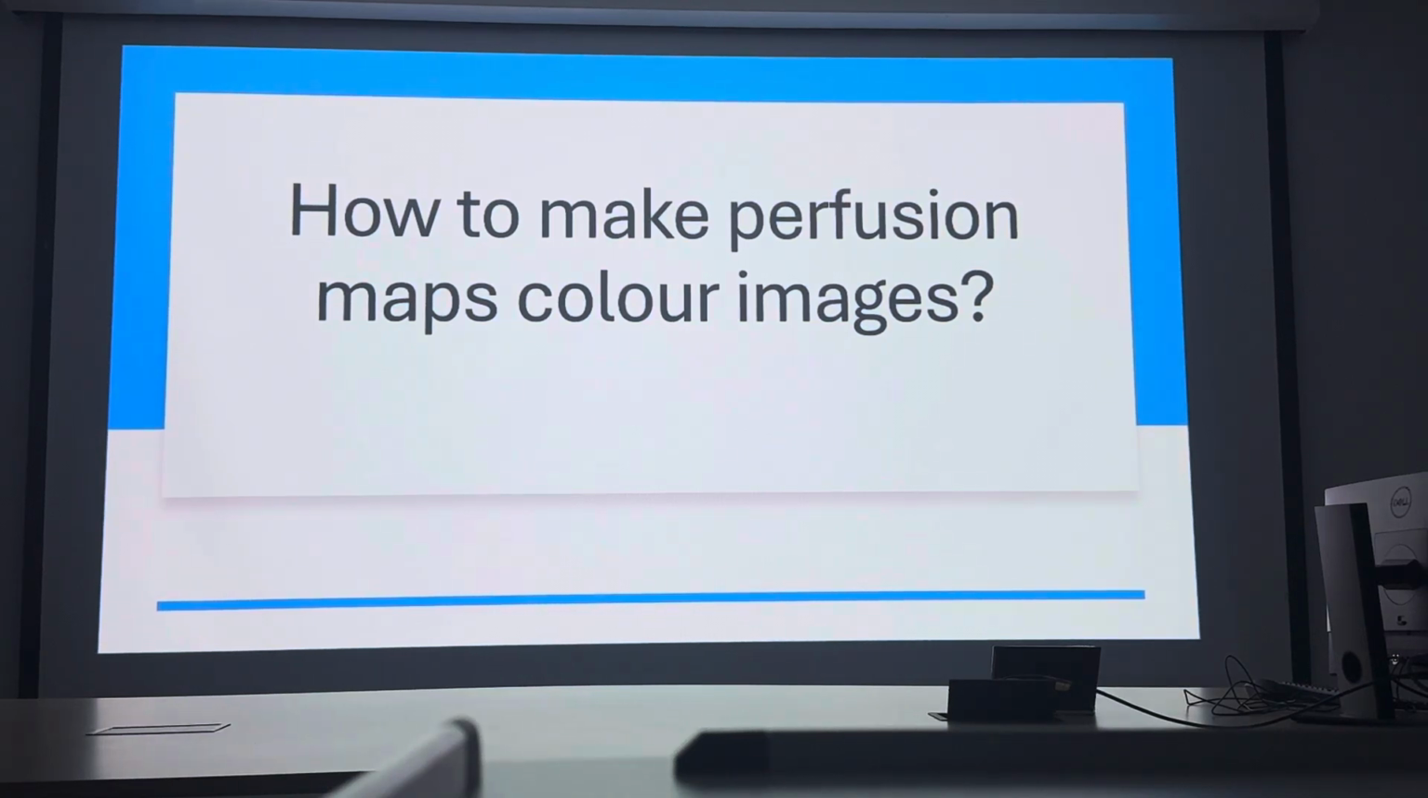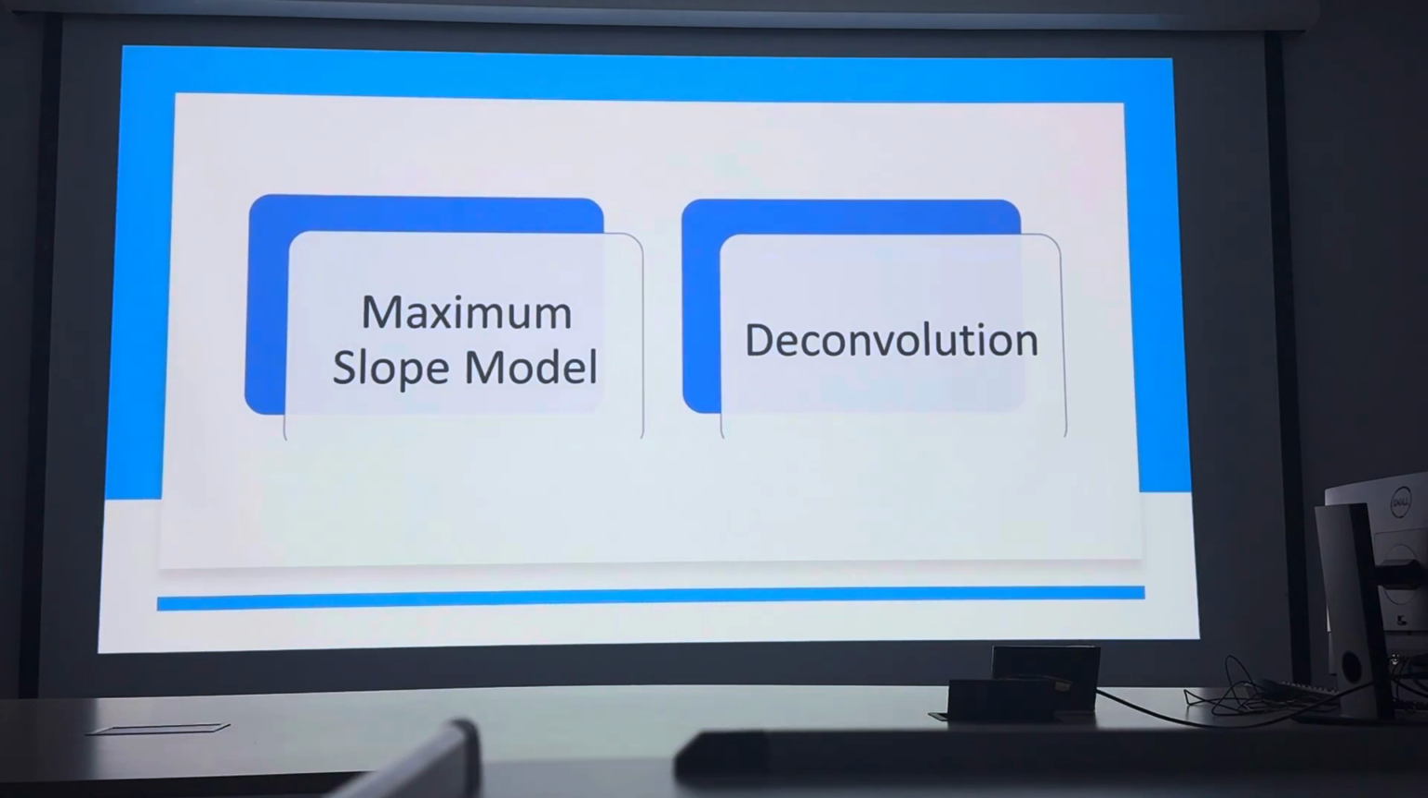The answer, of course, is a purely software algorithmic analysis, and we depend on two methods for that. I'll go over them shortly and quickly, because we just need to know the idea and not the details. The old method is called the maximum slope method, and the new method is called the deconvolution method.